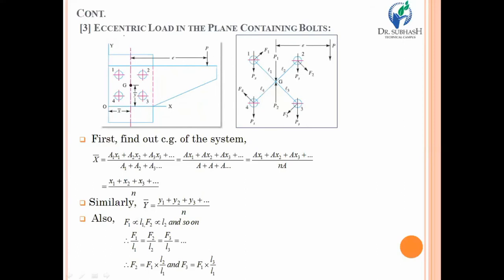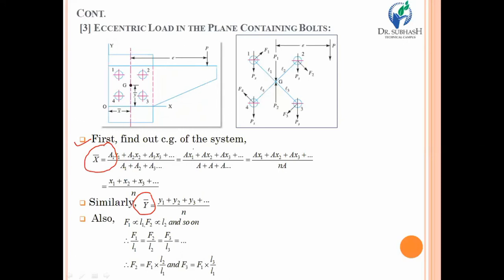That means you require to calculate B, C, and D. At that time, the first and most important step towards designing such a bolt is that you have to calculate x bar. Ultimately, we require to calculate the center of gravity of the entire bolt system. So it's very simple to calculate x bar, and that is equal to A1x1 plus A2x2 plus A3x3 up to the number of bolts, upon A1 plus A2 plus A3.